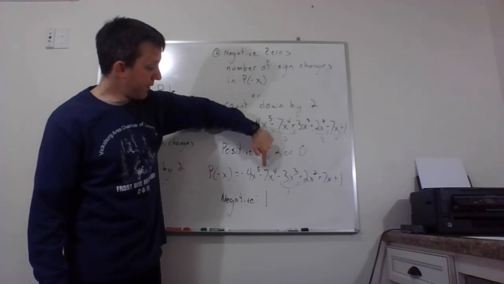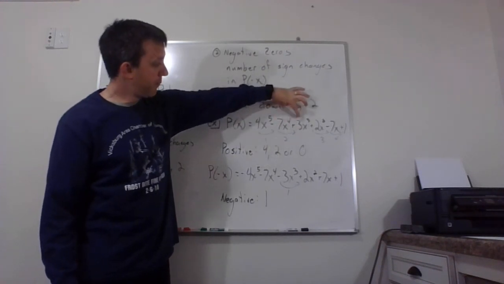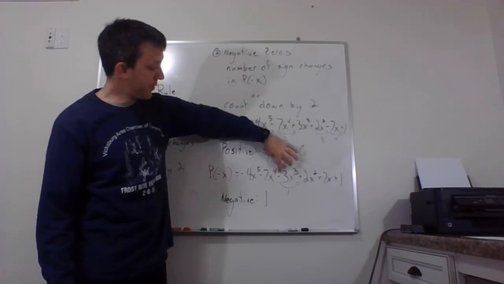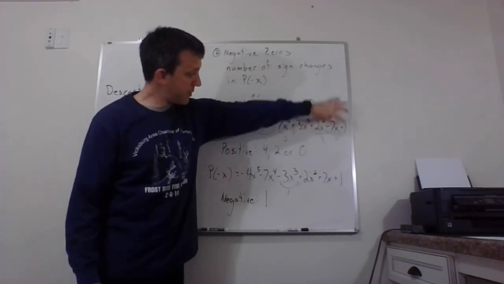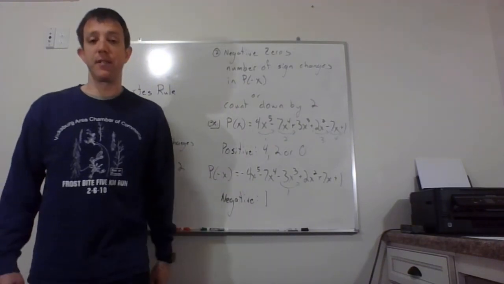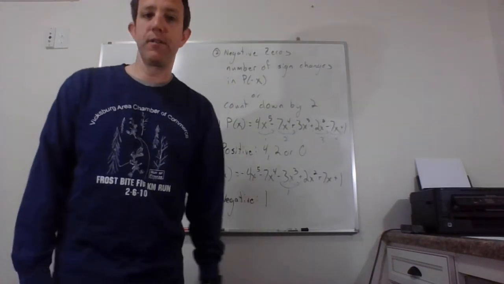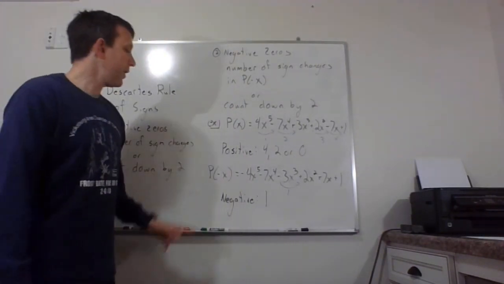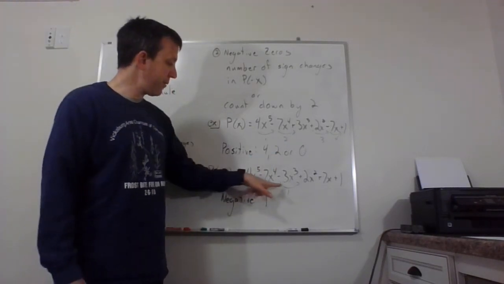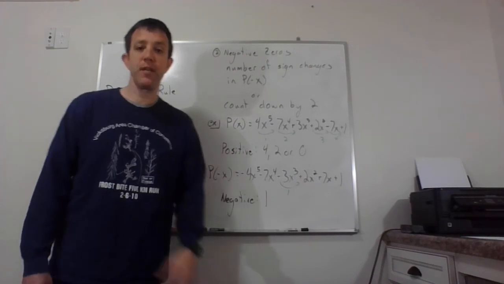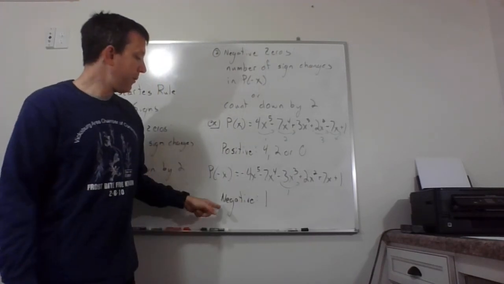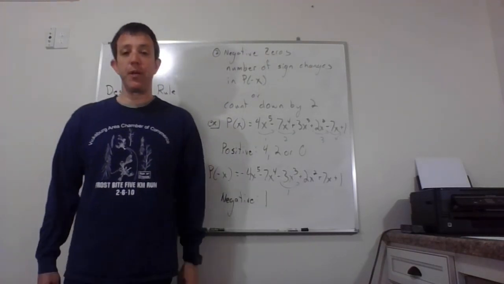So I kept my negative 7x to the 4th. Again, odd power, so I changed the sign. Even power, I kept the sign. Odd power, I changed the sign. And 1 is just 1. It doesn't have any x's there. You can't plug a negative x in and do anything with that. So again, I count my sign changes. This time I only have 1, from negative 3x cubed to positive 2x to the second power. So the number of negative zeros I have here has to be 1.